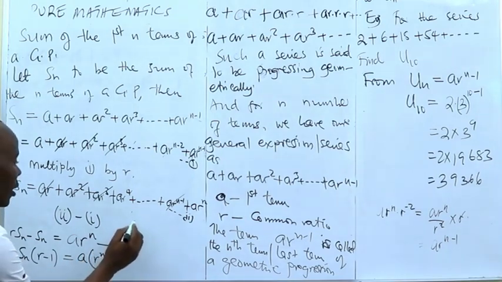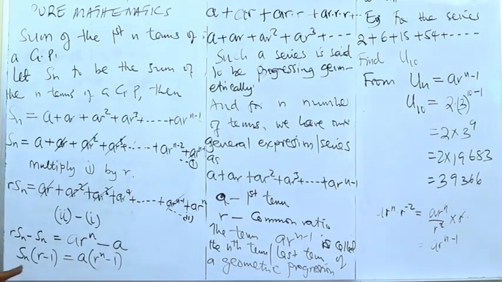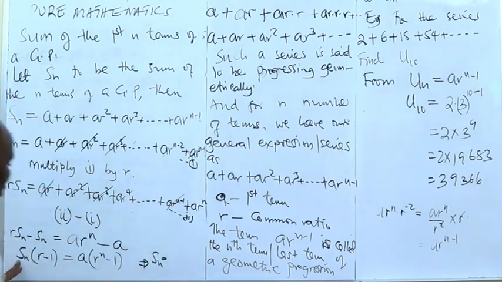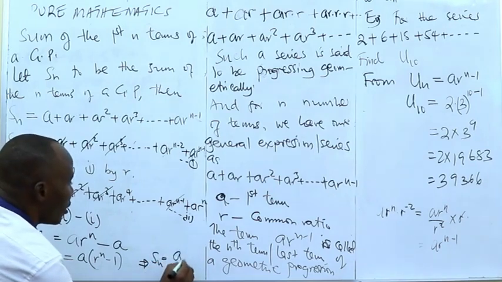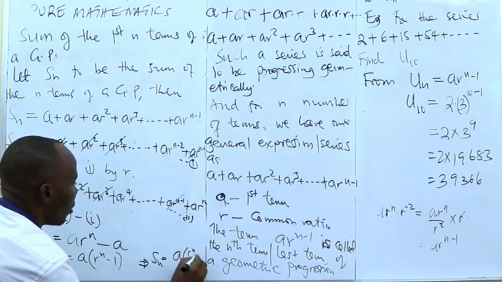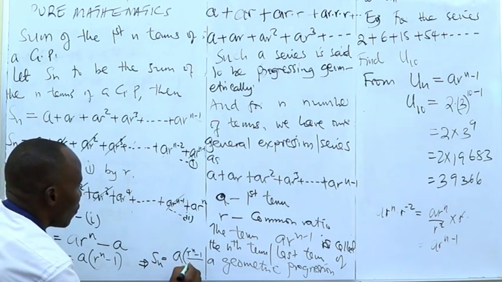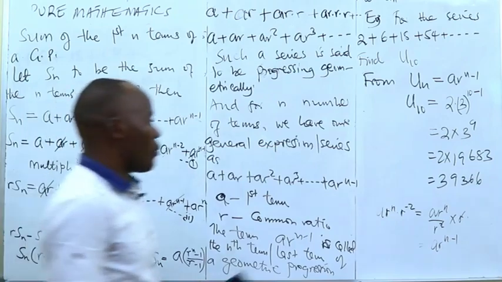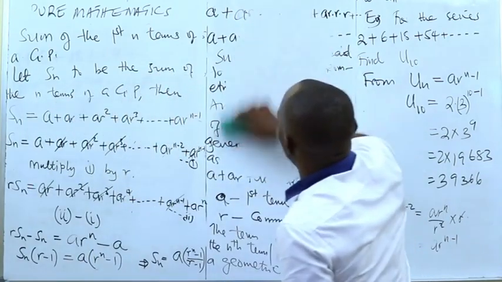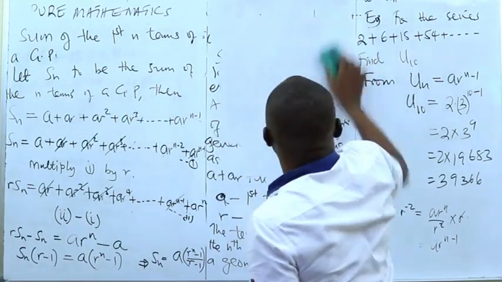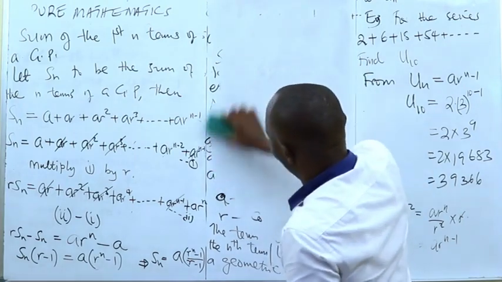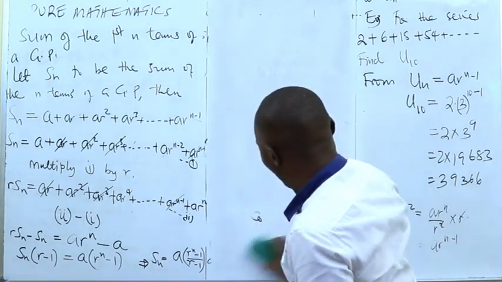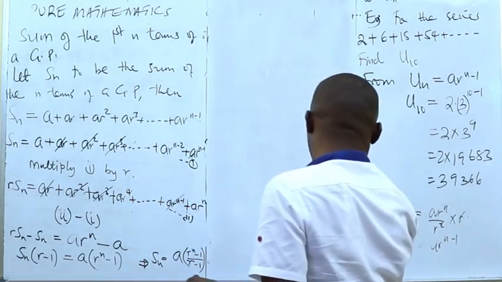So from there, if I am to make Sn the subject, my Sn is now becoming A into R power n minus 1 over R minus 1. That is the formula for the sum of the first n terms. Now, something unique is still there. I want to emphasize it.